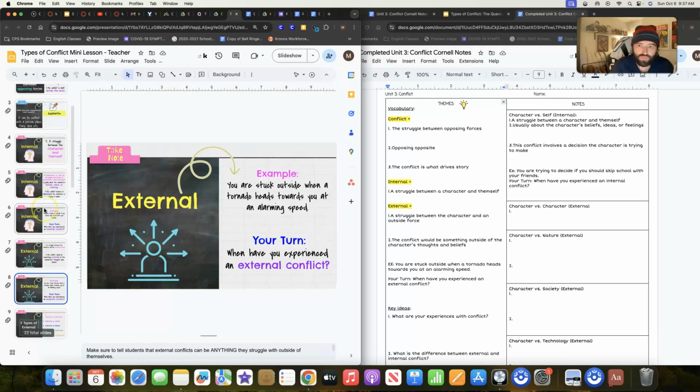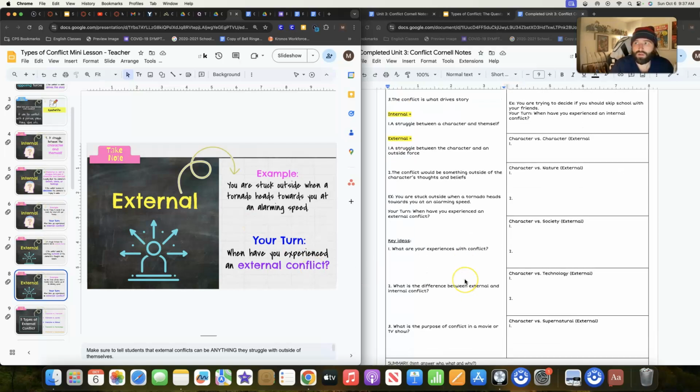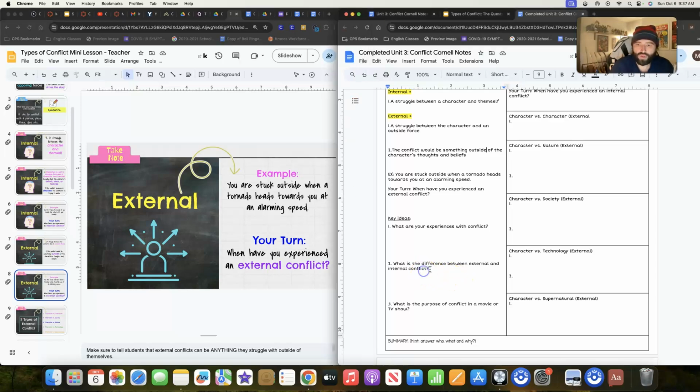Now, that is it for part 1. In part 2, we're going to go into detail on the 5 main types of external conflict. But before you do that, come down here to key ideas and answer this question. What is the difference between external and internal conflict? Again, one is in your brain, one is with an outside force. One is a decision you have to make, one is you physically going up against something else. Okay, so I'll see you all in part 2 of these conflict notes, this lesson.